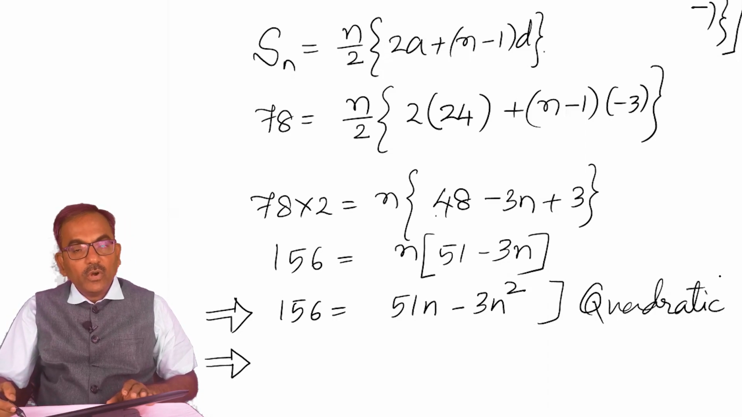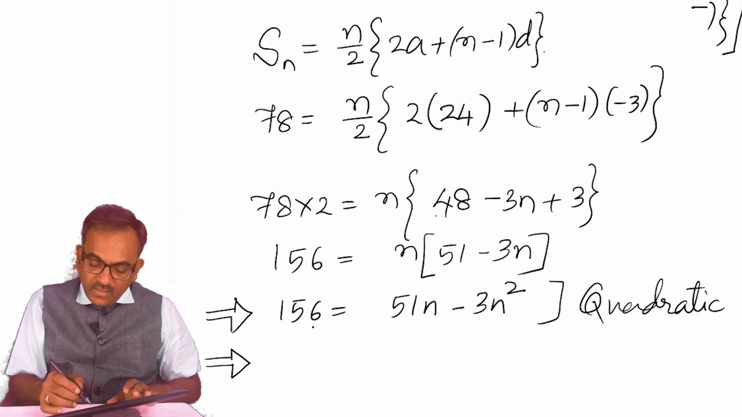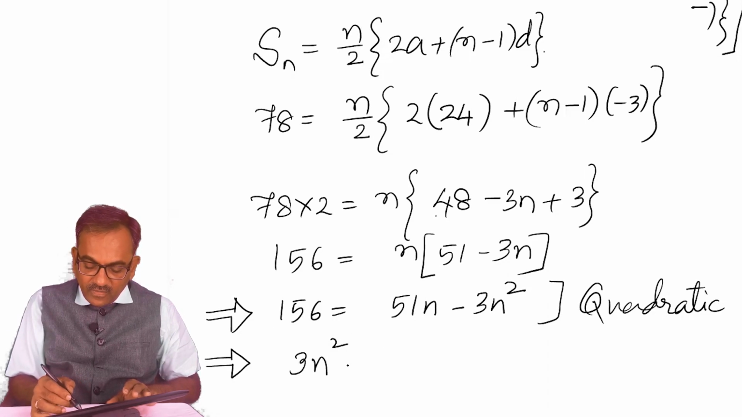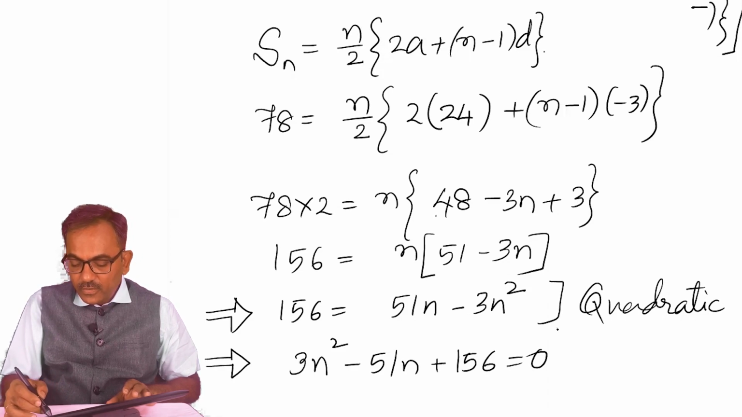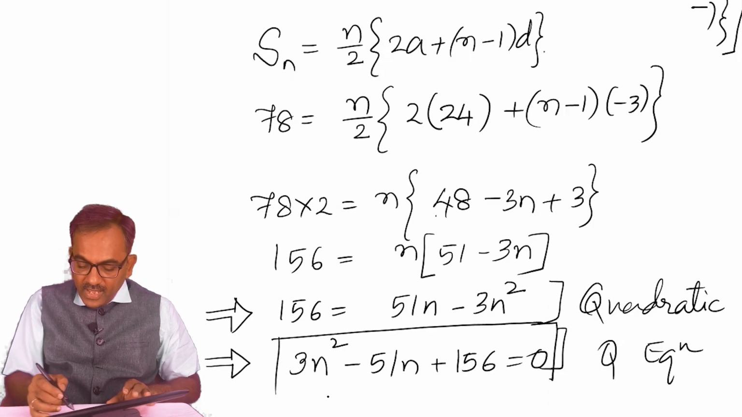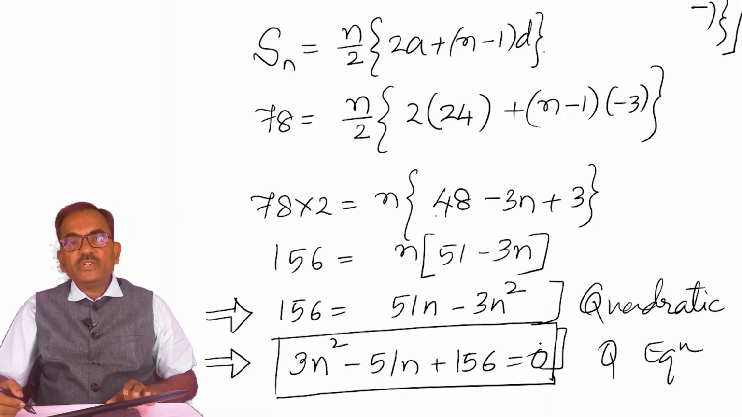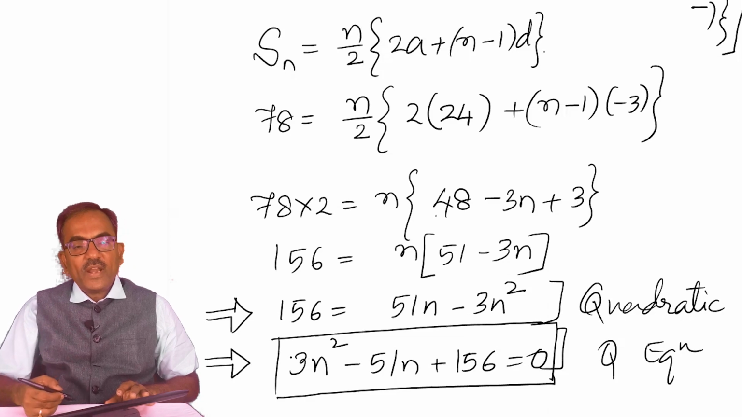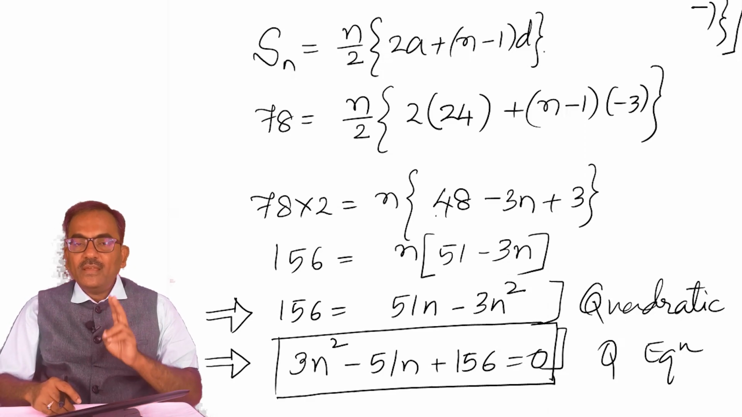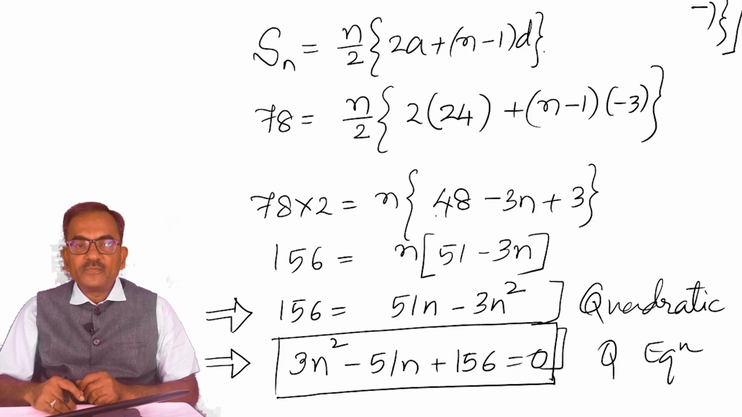Dear children, since you have not been exposed to the quadratic formula or the quadratic equations chapter, let me try to answer this question. In this way I make it 3n square minus 51n plus 156 is equal to 0 as the quadratic equation. So we have this equation and we need to solve it in order to obtain the roots, that is the value of n. Since this is a quadratic equation, we end up with 2 roots for the given variable, which is n in this case.